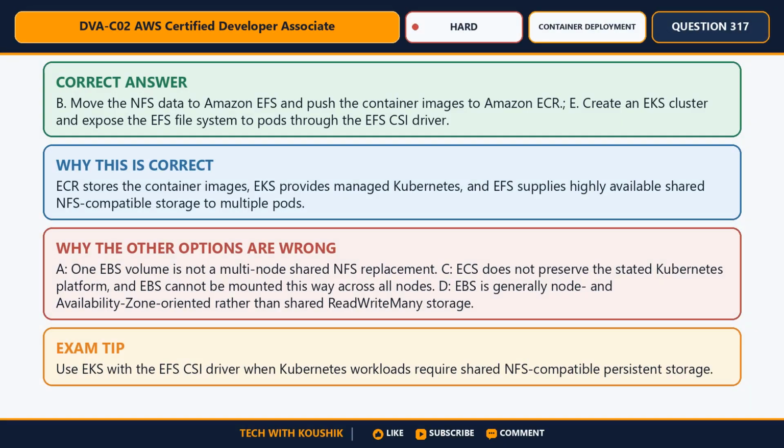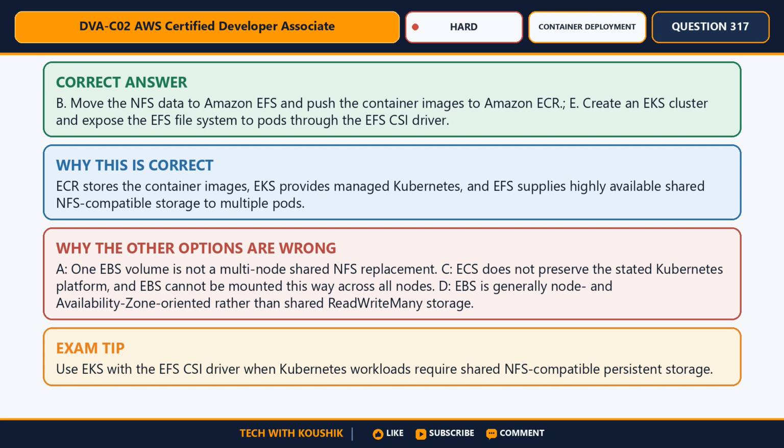The correct answer is B. Move the NFS data to Amazon EFS and push the container images to Amazon ECR. E. Create an EKS cluster and expose the EFS file system to pods through the EFS CSI driver. Here is why. ECR stores the container images, EKS provides managed Kubernetes, and EFS supplies highly available shared NFS-compatible storage to multiple pods. Why are the other options not correct?